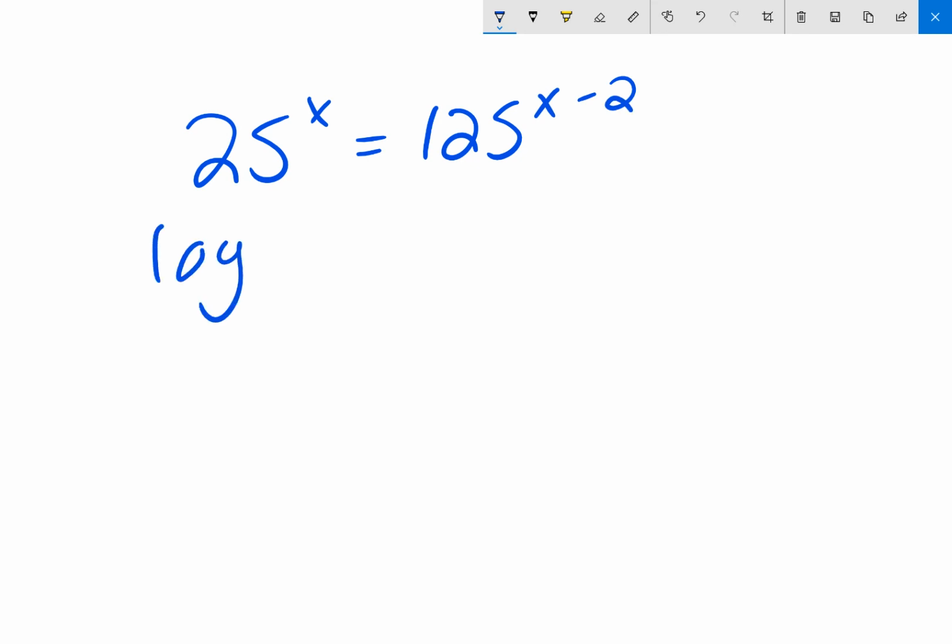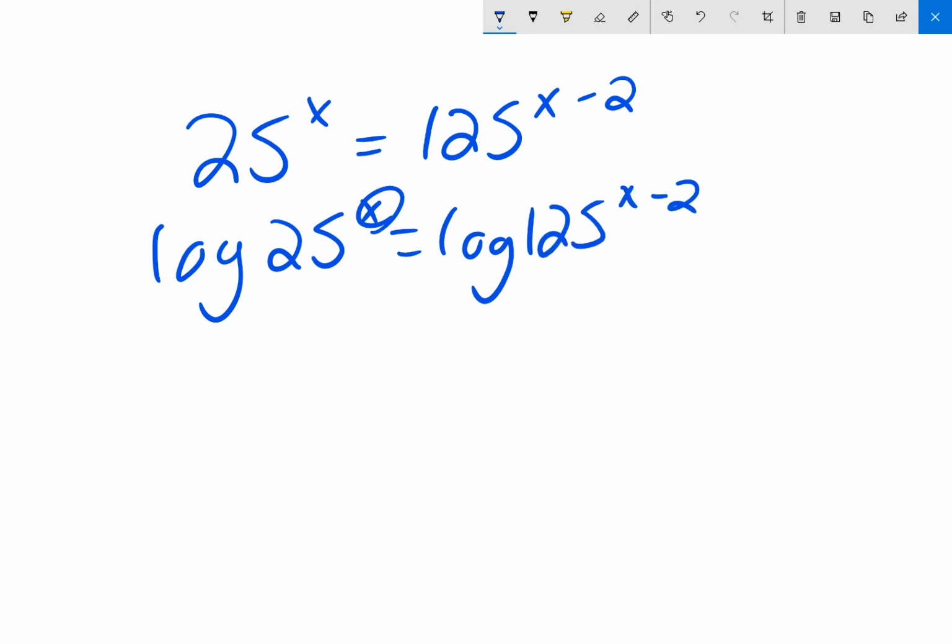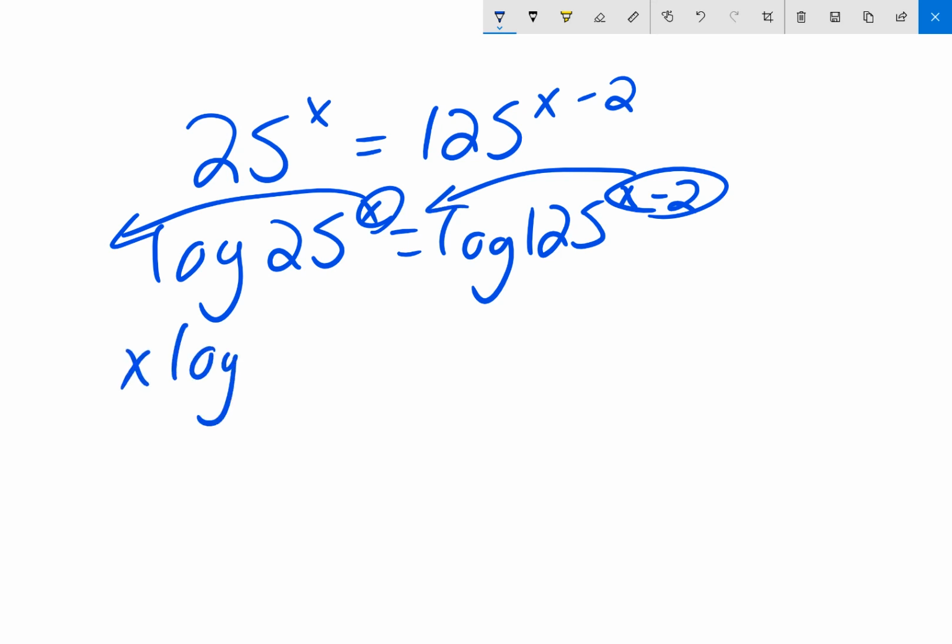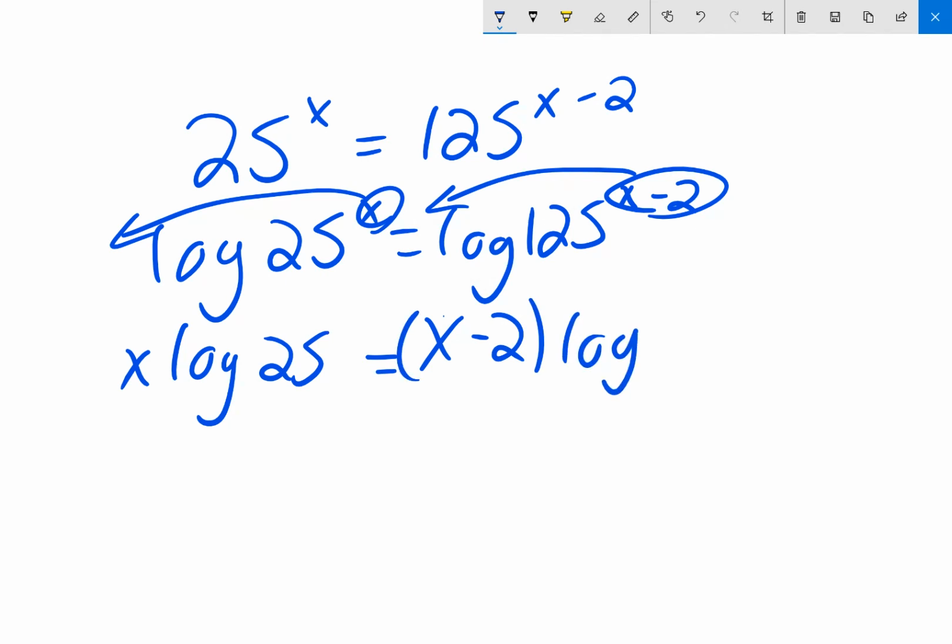Last exponential is 25 to the x power equals 125 to the x minus 2 power. Same steps as before, put the log on both sides. These problems are extremely repetitive. Move the exponents to the front. I always like to put in parentheses if I have a multiple term thing to remind me that they all go together.